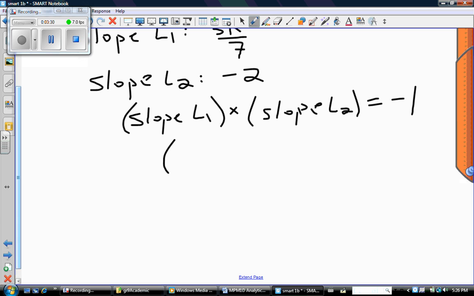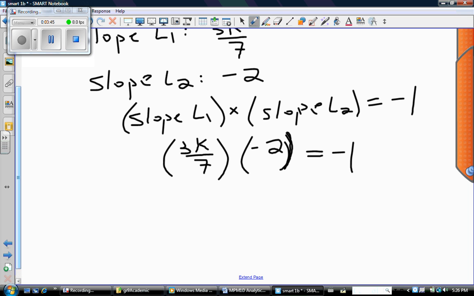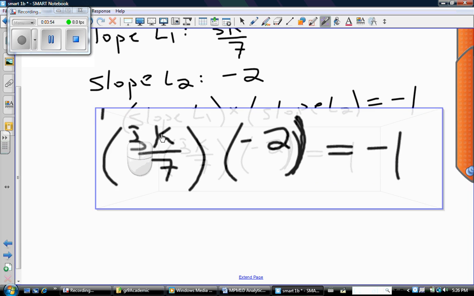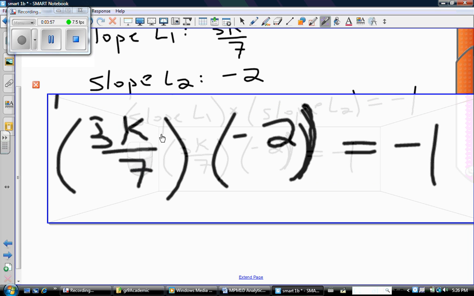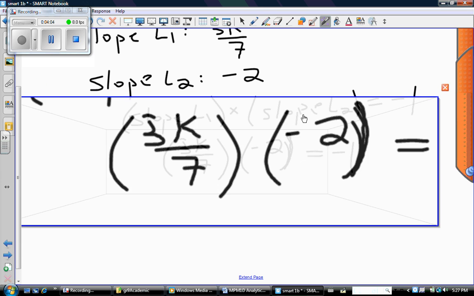Here's the slope of line 1. Here's the slope of line 2. I'm going to make them equal to -1 because I want these lines to be perpendicular. And if you look at what I have, this is a simple one variable equation where I can solve for k. It's a little messy, but that's all it is. So let's do that. Let's solve for k.